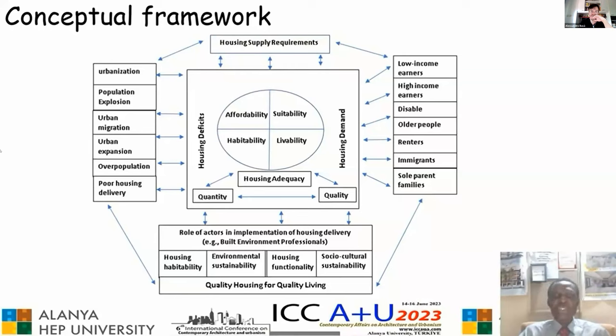However, to be able to achieve sustainable housing delivery, we see here that there is need for affordability, suitability, habitability, and livability of those houses, and the role of actors in implementation of housing delivery, such as the built environment professionals, cannot be overlooked. Therefore, bringing the role of actors into this implementation will help us to achieve housing habitability, environmental sustainability, functionality, and sociocultural sustainability of the housing delivery, which will eventually culminate into quality housing for quality living for the Nigerian populace.